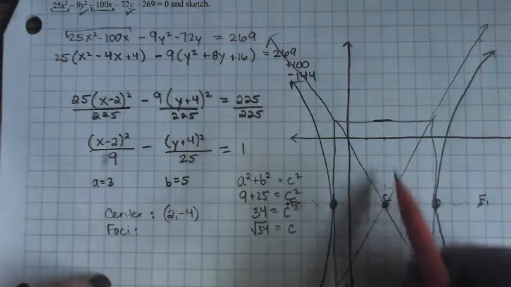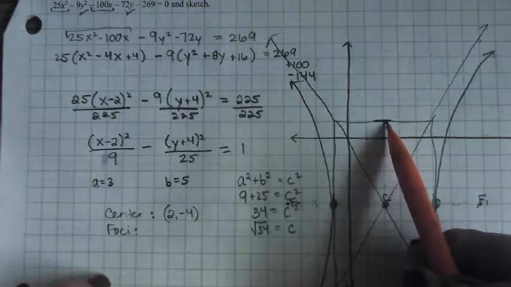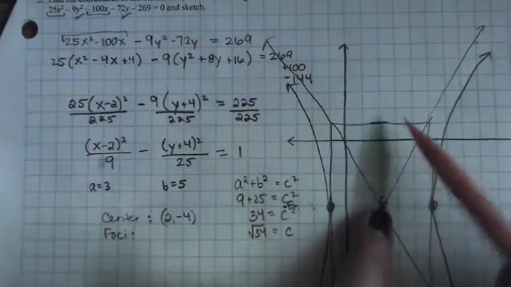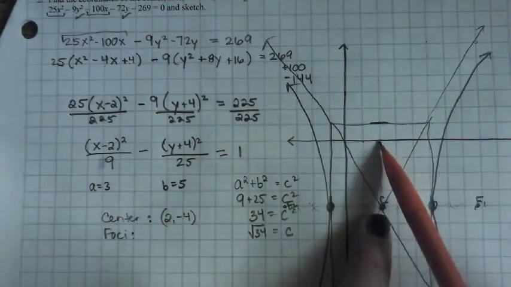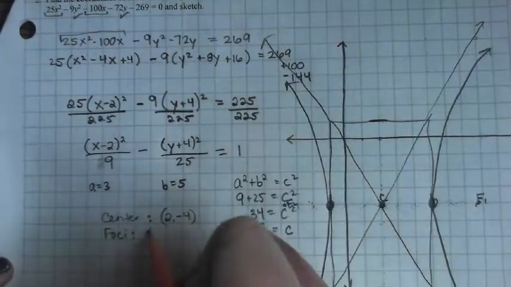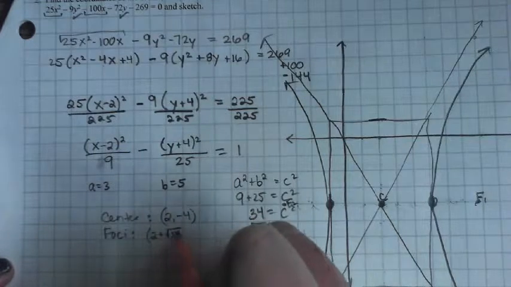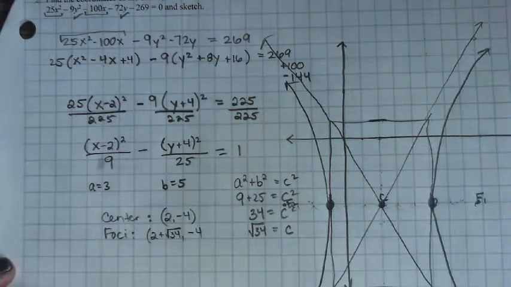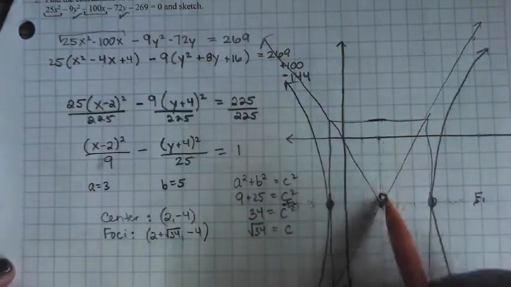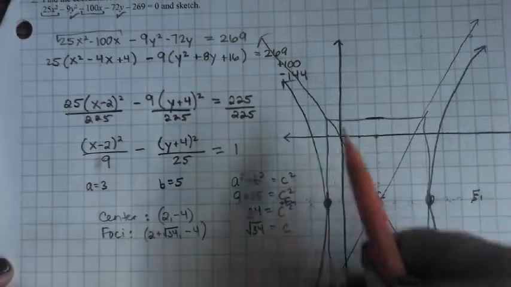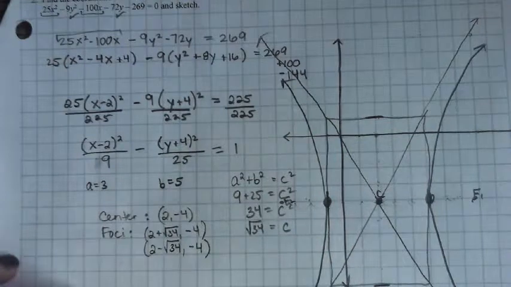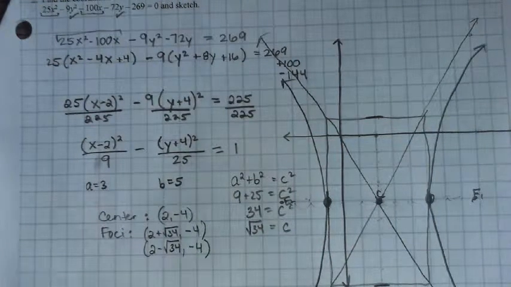As far as coordinates for that, you're going over 2 initially to get to your center, over 2 down 4. So now we're going to go over 2 still, but an additional root 34, and then down the 4. So your one focal point is 2 plus root 34, still down -4. And your other one, because you move left, it's where your center started at 2, but you're subtracting the root 34 backwards, and still the same y coordinate. So those are your focal points.